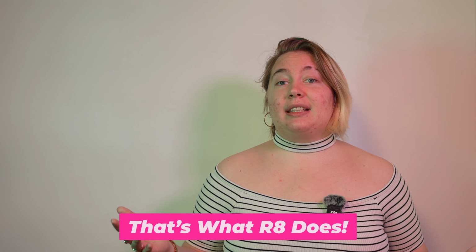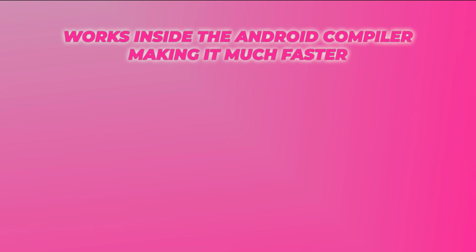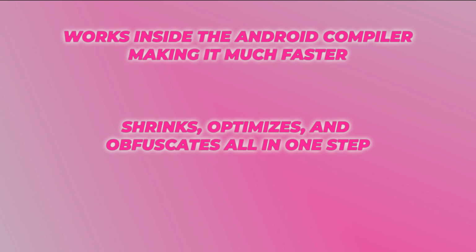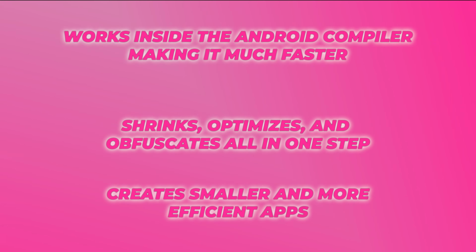That's what R8 does. Unlike ProGuard, R8 works inside the Android compiler, making it much faster. It shrinks, optimizes, and obfuscates all in one step, creating smaller and more efficient apps. Think of R8 as a built-in ProGuard on steroids.